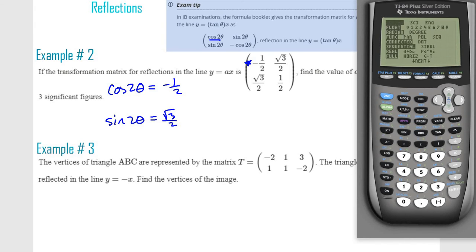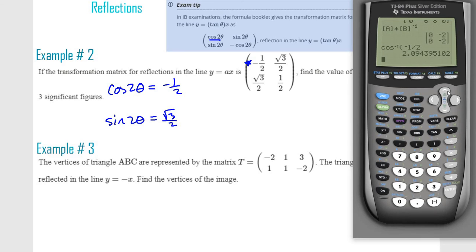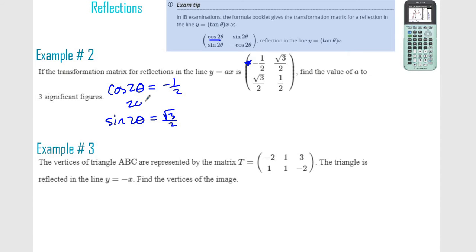Hold on, am I in the right mode? Nope, I'm in radians. Want to always be in degrees. Okay, so let's try that again. There we go, should be 120. So that means that 2 theta equals 120. So this tells me that theta equals 60.